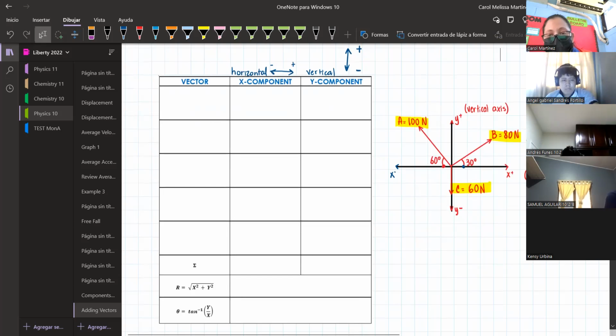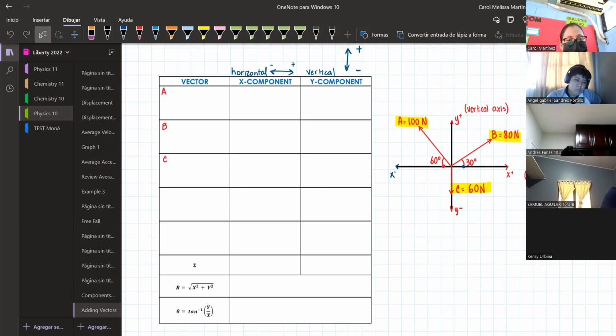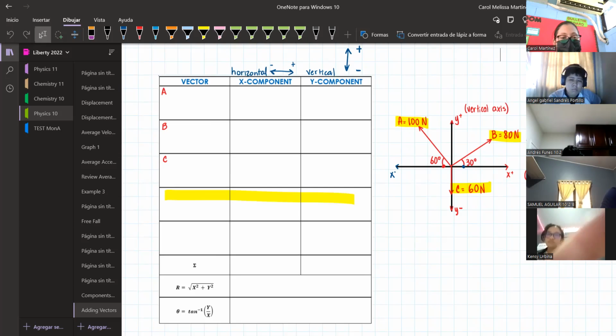Because we have three vectors, we're going to locate those vectors here in the table. The first one is going to be my vector A, the second one is going to be my vector B, the third one is going to be my vector C. As you can see, I have more rows, but in this case, I'm not going to use the remaining rows because I only have three vectors. If I had more vectors, I would be using the other two rows. Friday, I will solve one more example with more vectors so you can see the whole process.